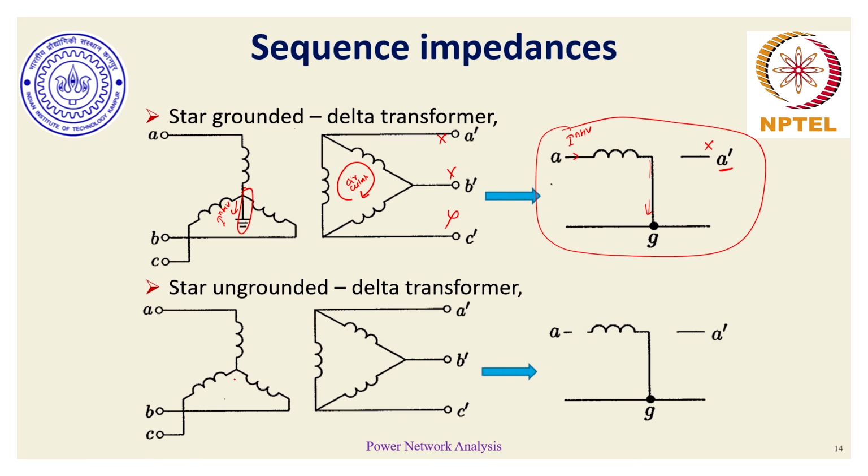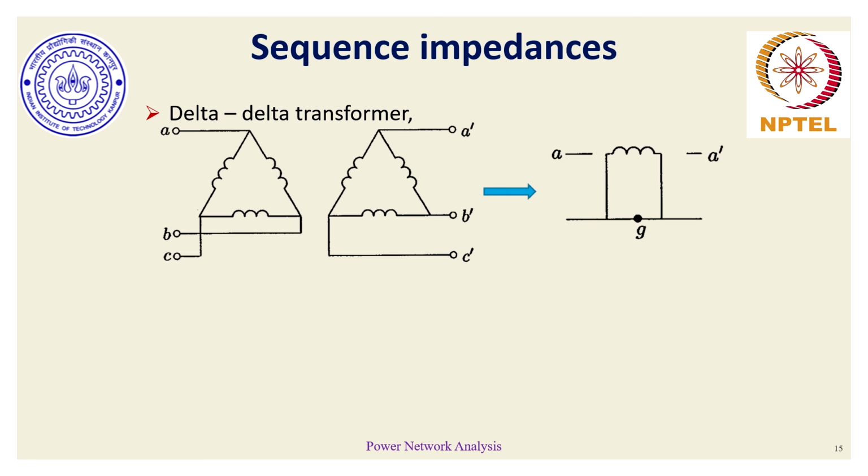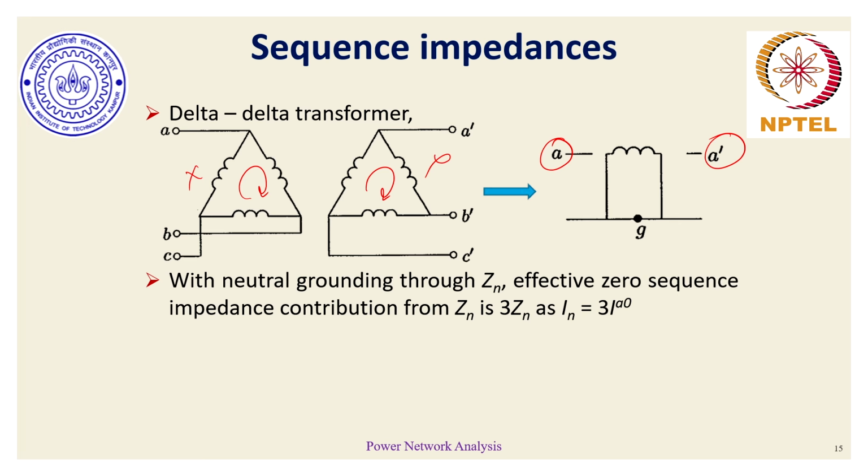And lastly, for star ungrounded and delta, here current cannot exist, so the series break indicates that, whereas on the delta side there is no escape possible. Although this part is grounded, the corresponding break here indicates the delta connection. For a delta-delta transformer, none of the terminals can have the presence of zero sequence currents because there is no path for the zero sequence current to escape out. So in a way, the zero sequence currents won't exist on the primary or secondary side for a delta-delta transformer.